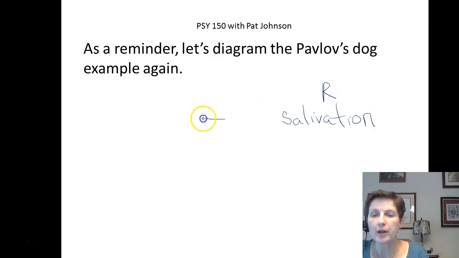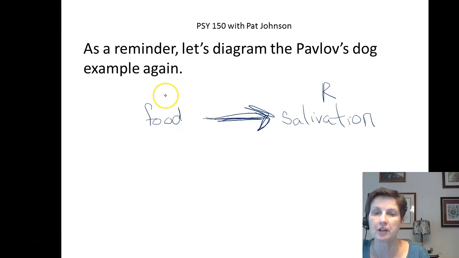Now ask yourself, what happened right before the salivation? Right before the salivation, the dog was presented food. So food caused salivation. And ask yourself, is food a stimulus or a response? And of course, food is a stimulus, and we abbreviate that with S.